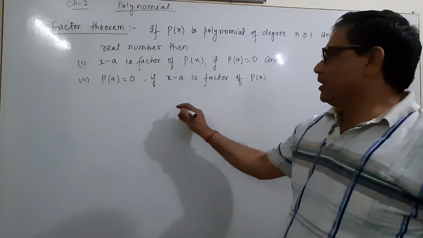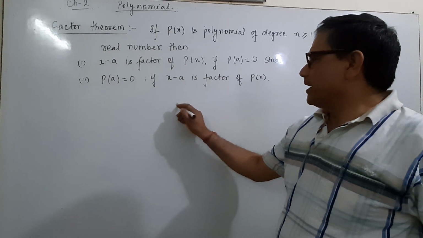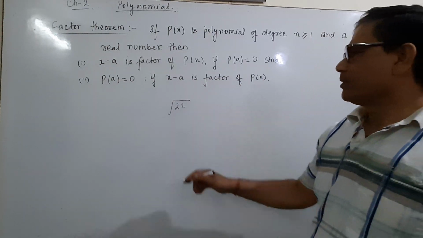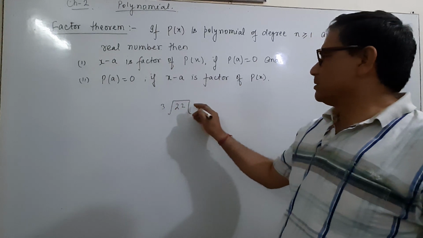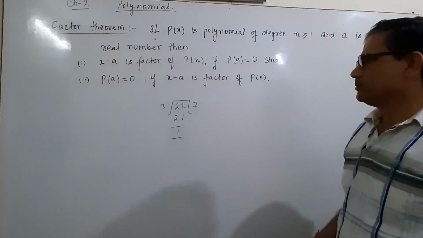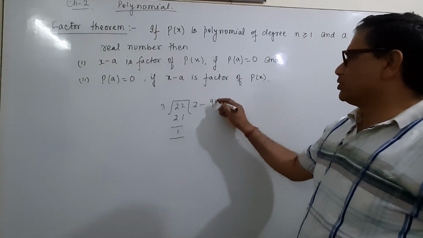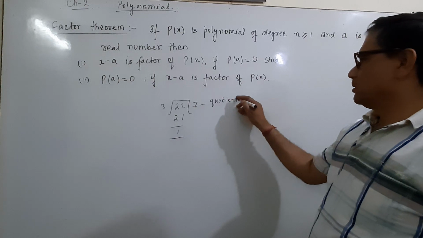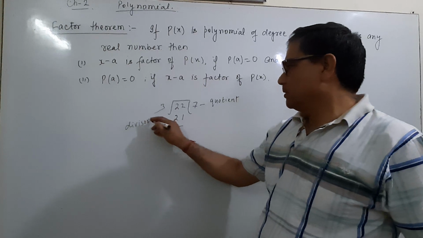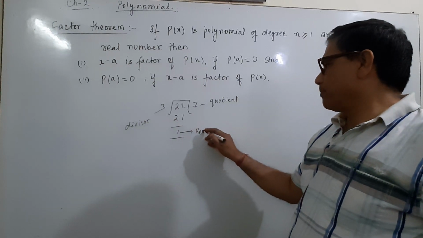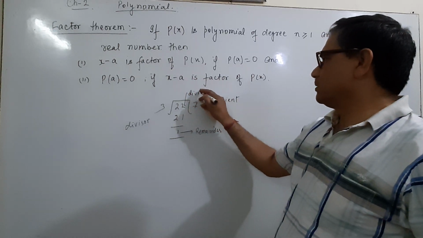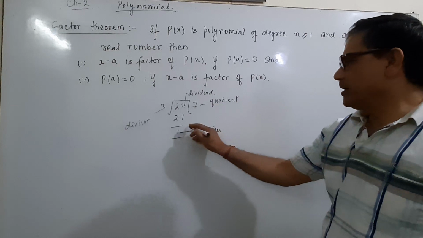For example, if we divide 22 by 3, then the answer is 7, and 21, and the remainder is 1. You know it very well, this is the quotient, and this is the divisor, and this is the remainder, and this is the dividend. Here the remainder is 1.